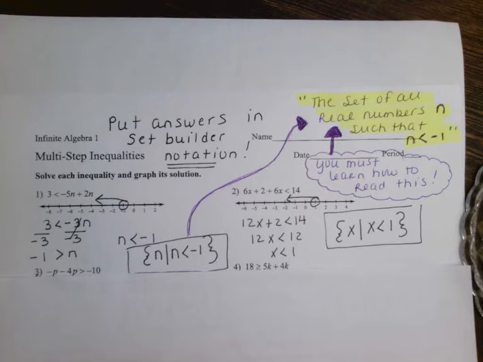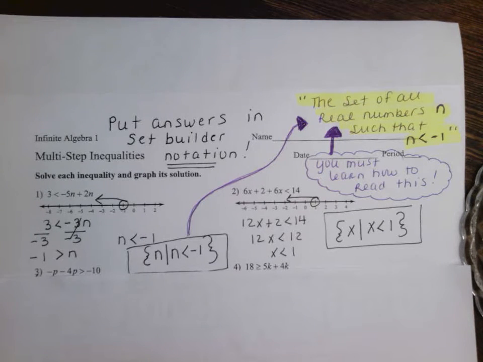So here are your answers for the first 2. N is less than -1, and on the graph you have an open circle at -1 and it's pointed to the left. And the next one is X is less than +1, and again you have an open circle at +1 and the arrow is pointed to the left.